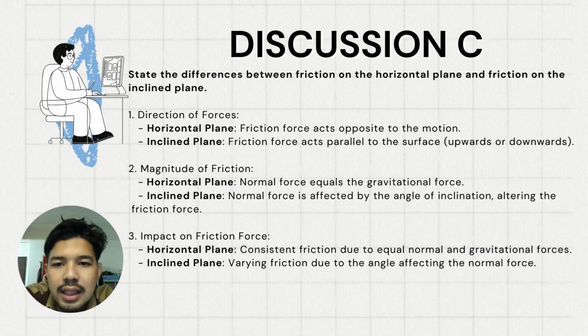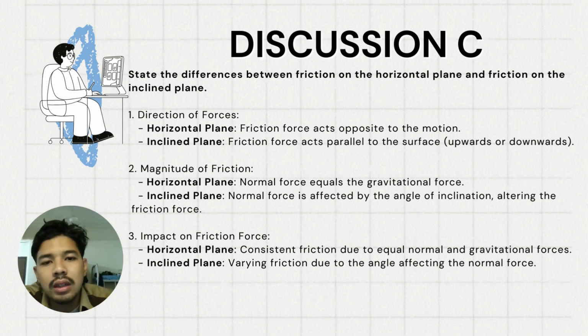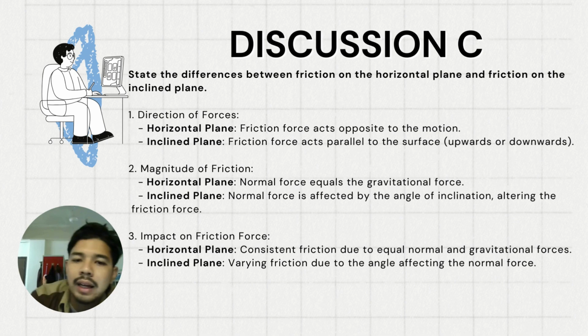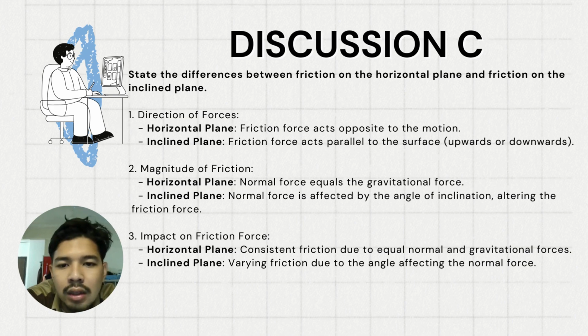Okay, for discussion C, state the differences between friction on the horizontal plane and friction on the inclined plane. I listed three differences between the horizontal and inclined plane. The first difference is direction of force. For horizontal, friction force is opposite to the motion. On an inclined plane, friction force is parallel to the surface. And the second difference, magnitude of friction. For horizontal, normal force equals the gravitational force, and for inclined plane, normal force is affected by the angle of inclination, altering the friction force.